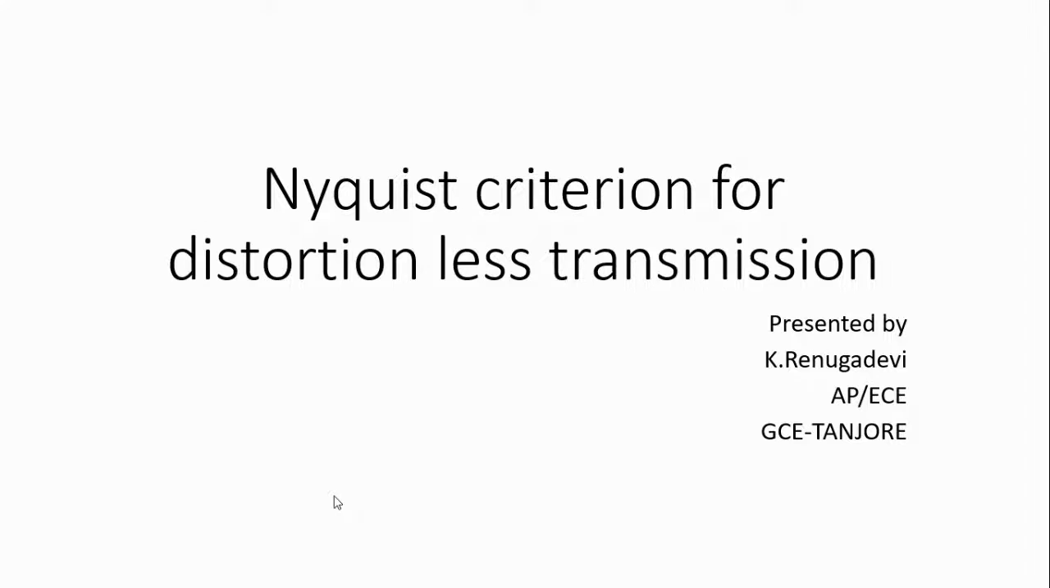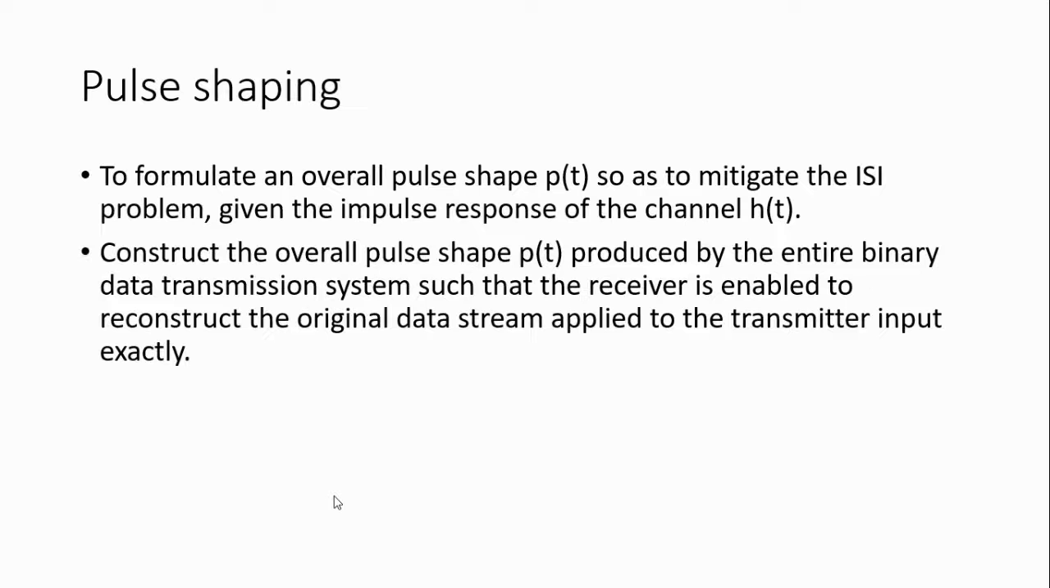Hello learners, in this video we are going to see the Nyquist criterion for distortionless transmission. Here, first we are going to see pulse shaping. To obtain the overall pulse shaping, we need to reduce the intersymbol interference, given the impulse response of the channel h of t.